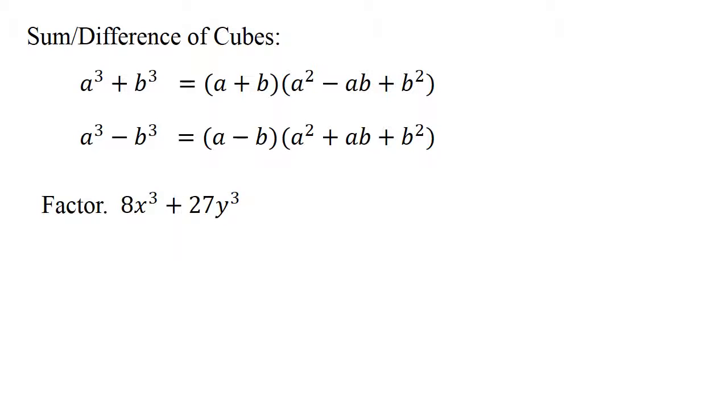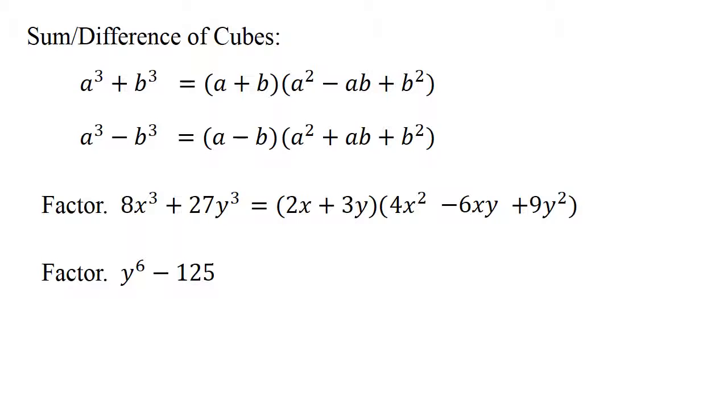So let's say I have 8x cubed plus 27y cubed. This helps if you know what your perfect cubes are. 2 cubed is 8, 3 cubed is 27. So this is going to be 2x plus 3y. Again, what am I cubing? Same sign. I'm adding, so I'm adding. And then my trinomial, I'm going to square 2x. That's going to give me 4x squared. I'm going to square 3y, so that's going to give me 9y squared. And in the middle, it's 2x times 3y, opposite sign. So 6xy, but it's going to be a negative 6xy, so that it'll cancel out all those middle terms.